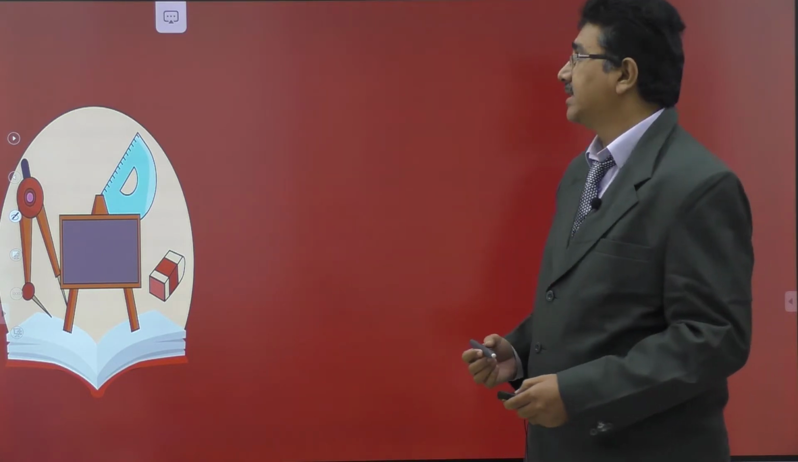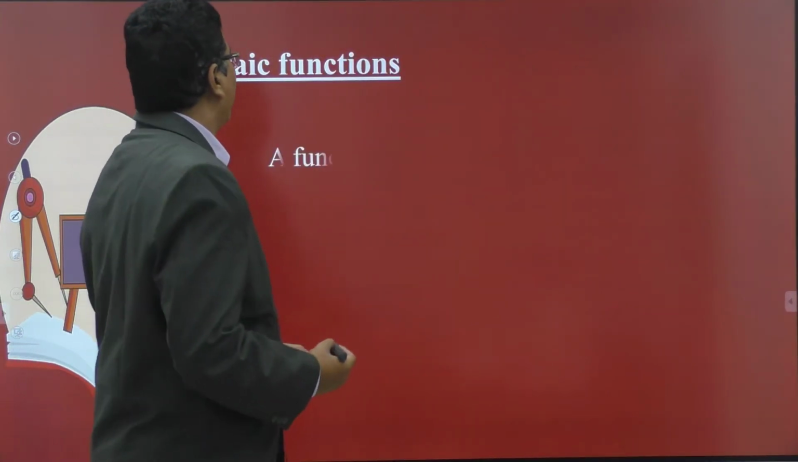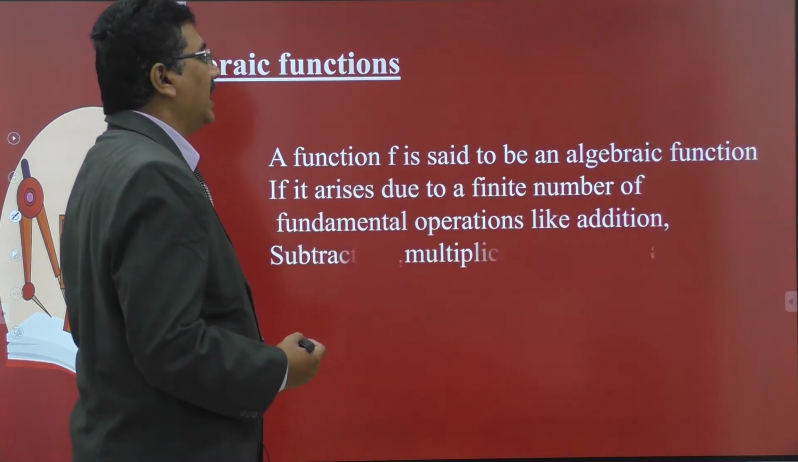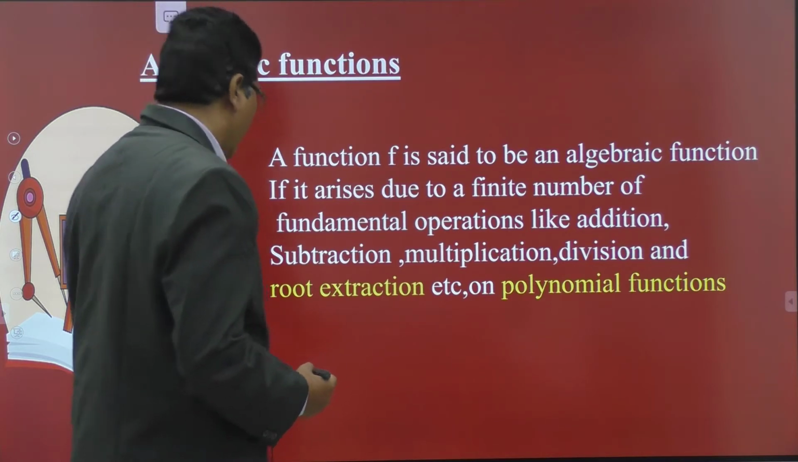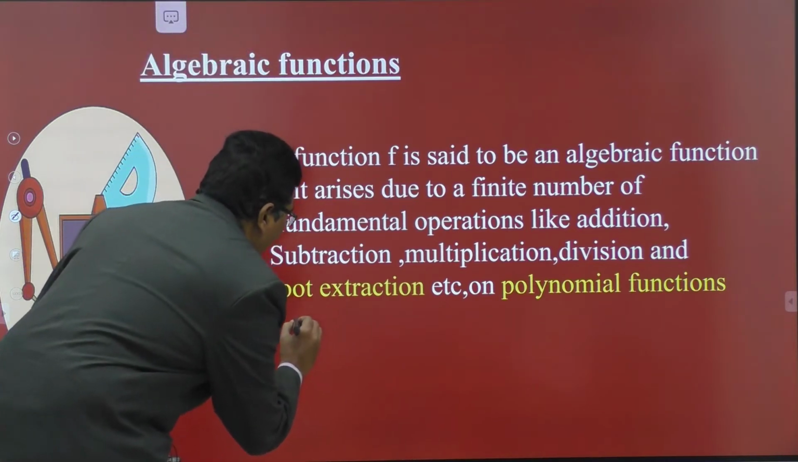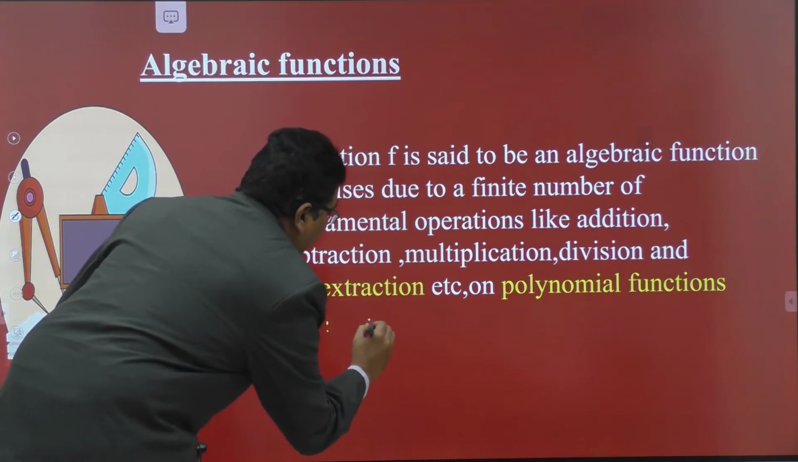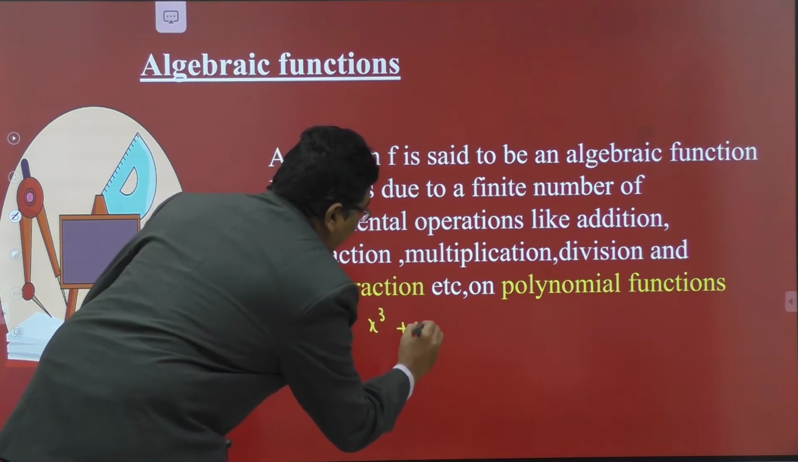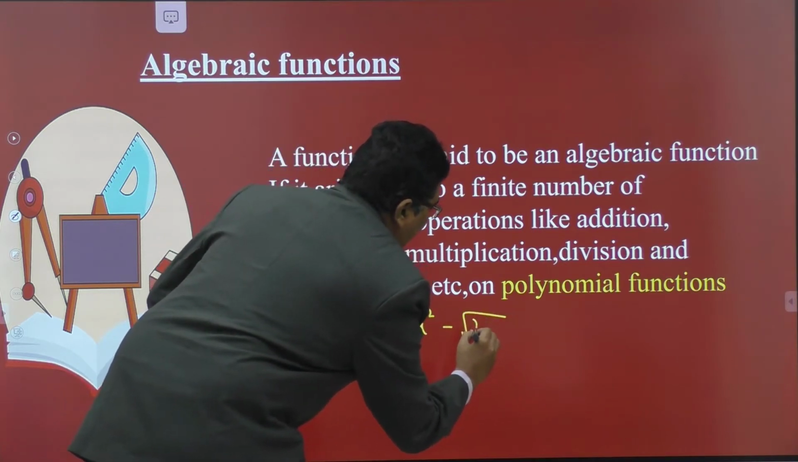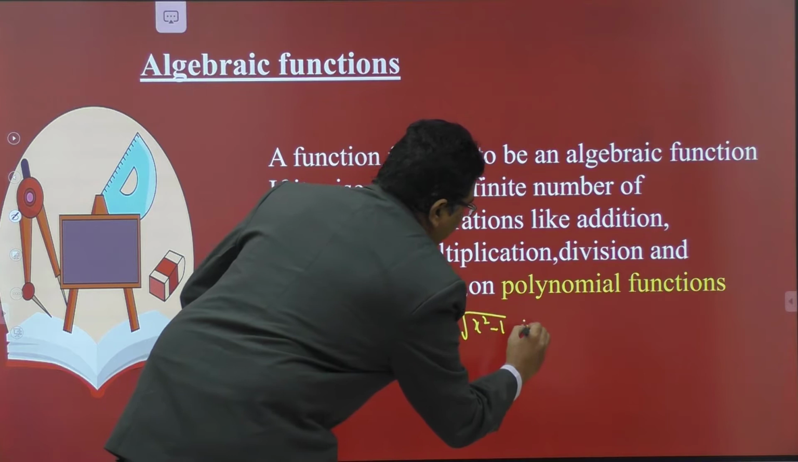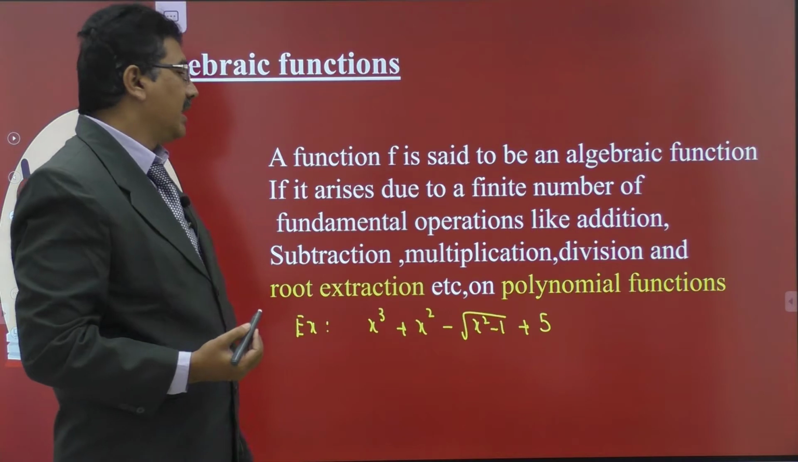The first one is algebraic functions. What is meant by an algebraic function? First, see the example and then go to the definition. The example is x cube plus x square minus square root of x square minus 1 plus 5. This is one example of an algebraic function.